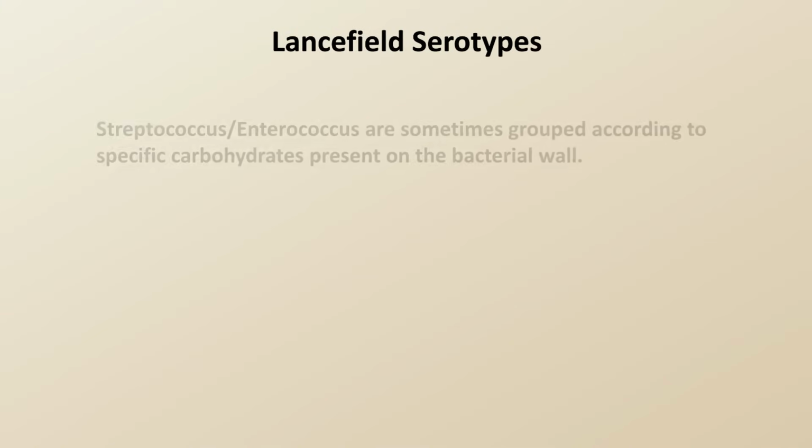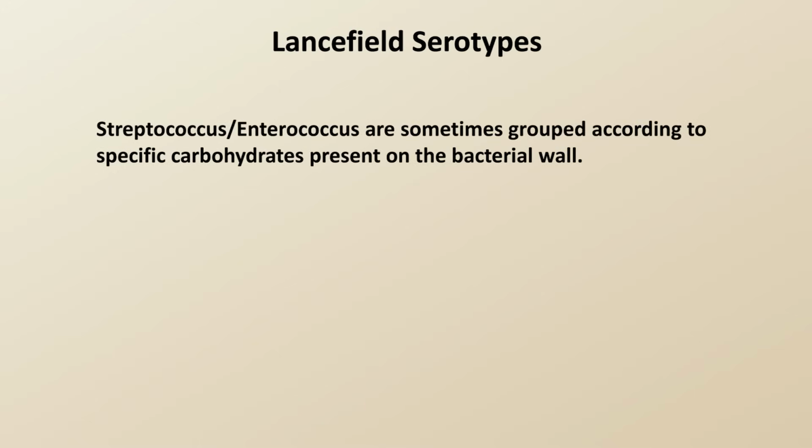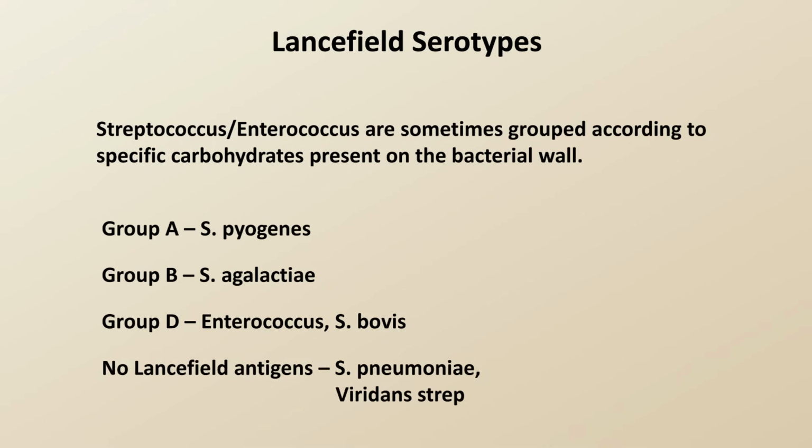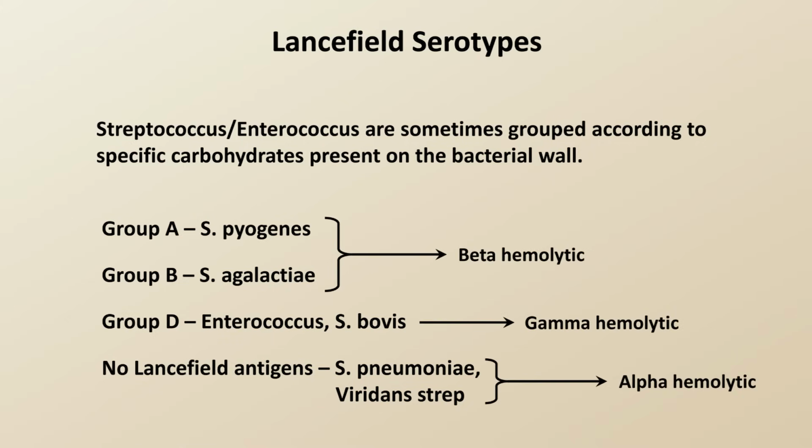Lancefield Serotypes are also sometimes used to distinguish species of Streptococcus and Enterococcus from one another. These serotypes are based on specific carbohydrates present on the bacterial wall. Group A serotype includes Strep pyogenes. Group B serotype includes Strep agalactiae. Group D includes Enterococcus and Strep bovis. And Strep pneumoniae and viridans have no Lancefield antigens to categorize. Here are the relationships between Lancefield serotypes and the hemolysis test.